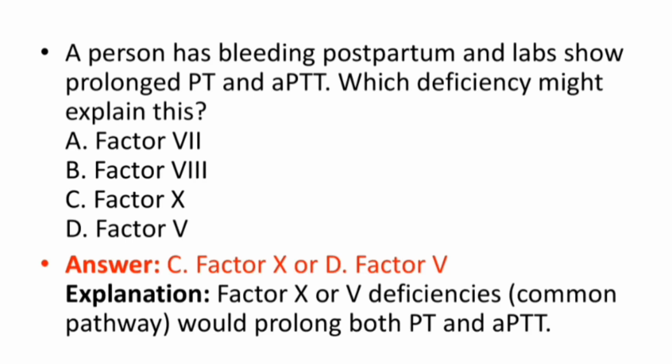A person has bleeding postpartum and lab shows prolonged PT and APTT. Which deficiency might explain this? Option A, factor 7. Option B, factor 8. Option C, factor 10. Option D, factor 5. The correct answer is option C as well as option D, factor 10 and factor 5. Factor 10 or 5 deficiency in the common pathway would prolong both prothrombin time and activated partial thromboplastin time.